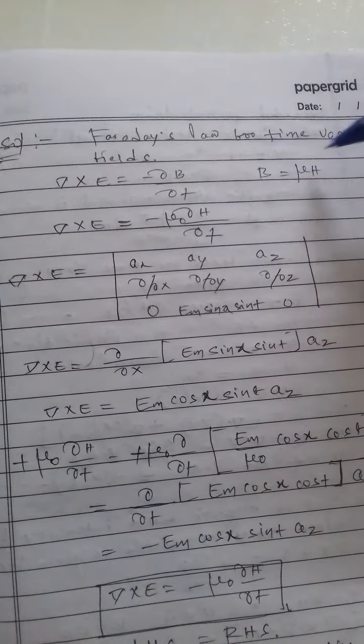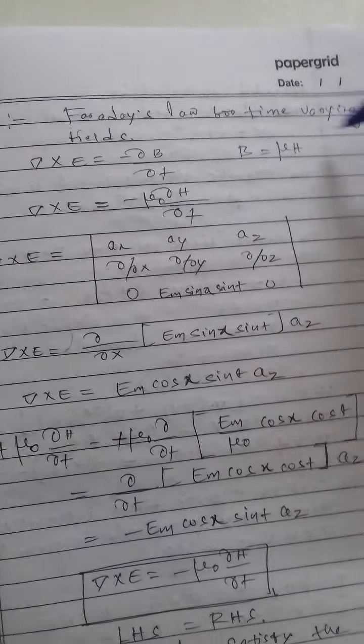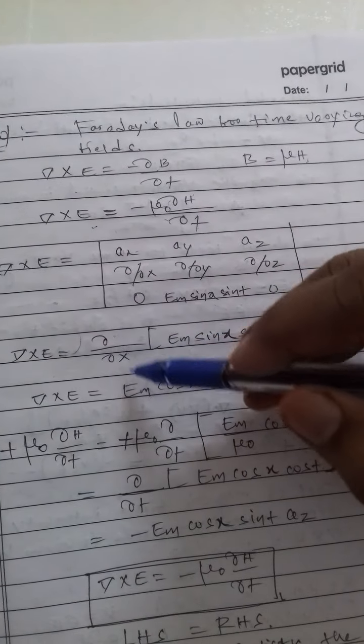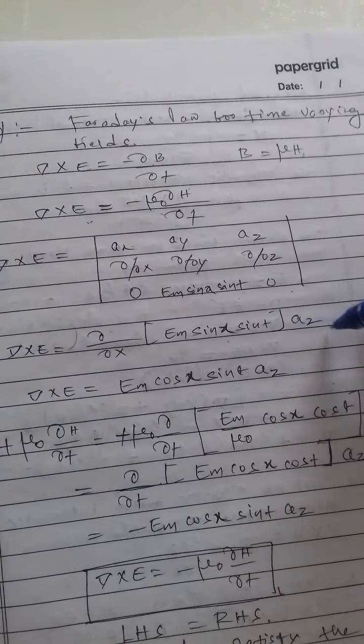Faraday's law for time varying fields is del cross E is equal to minus dou B by dou t, where B is equal to mu H. So del cross E is equal to minus mu naught dou H by dou t. Del cross E is equal to the determinant of ax, ay, az, dou by dou x, dou by dou y, dou by dou z, 0, Em sin x sin t, 0. Del cross E is equal to dou by dou x of Em sin x sin t az.